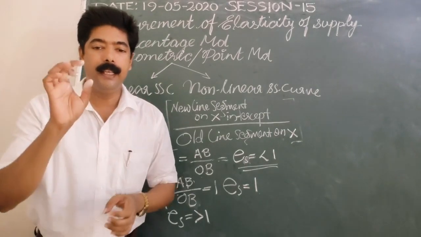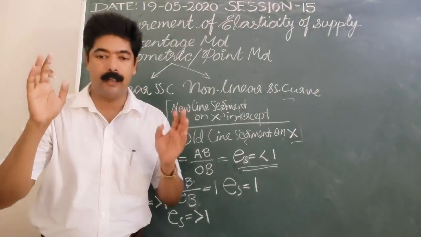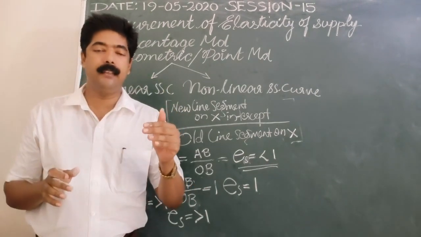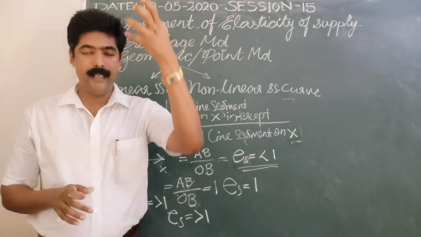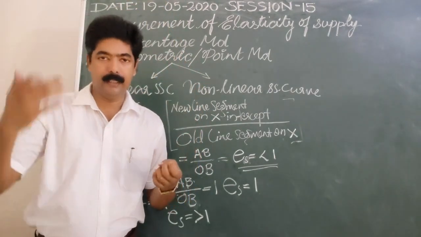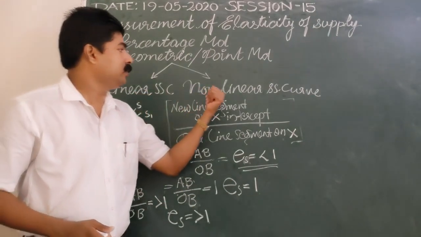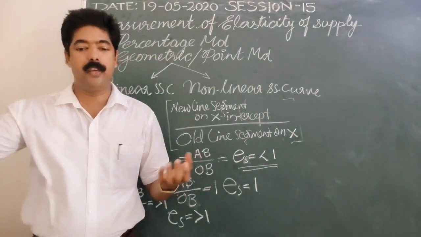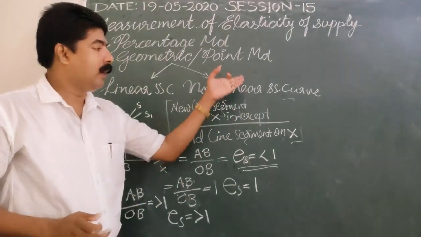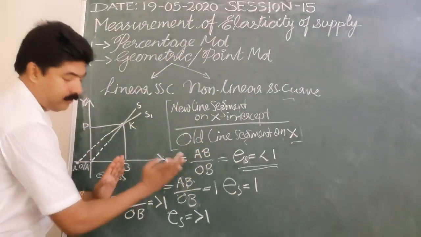By using a linear supply curve. Linear supply curve means a straight line supply curve. Keep in mind, straight line supply curve. In order to calculate the price elasticity of supply in another way, we need to make this straight line supply curve into a non-linear one, meaning curved in shape. And by that way, how can we calculate? We will draw it here. So you can just note it down.